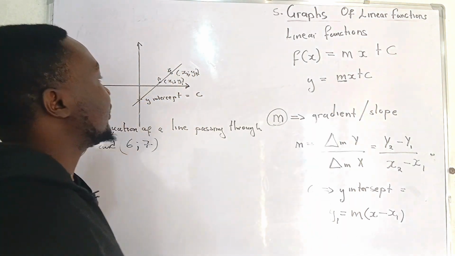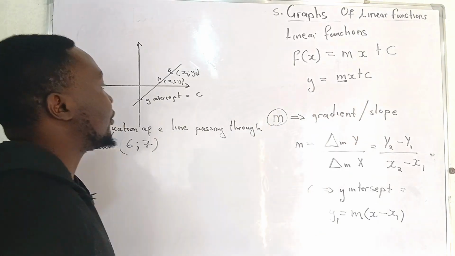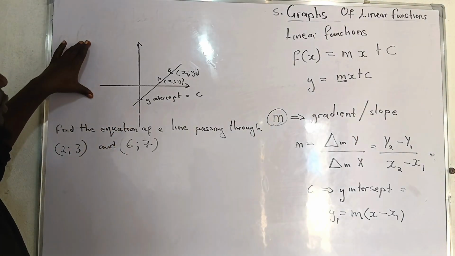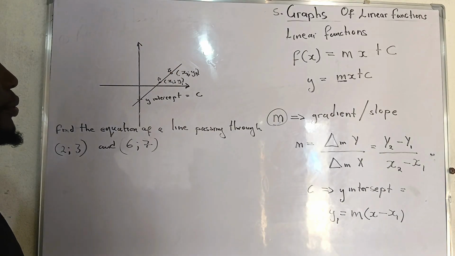So m in this case represents the gradient of the line. The gradient means the steepness of a line. If you look at this graph, m will represent the gradient, the steepness of the slope.